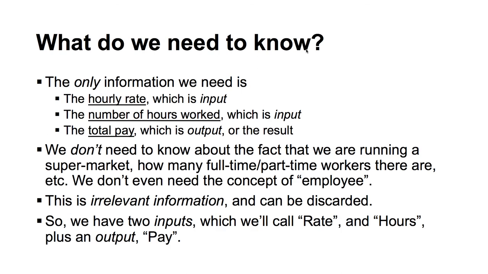So what do we need to know? What's the only information that we need? For every person, we only need their hourly rate and the number of hours they've worked. These form the input information to our algorithm as they're fed into it. The only output that we're worried about is their gross pay, and that's the only thing that comes out of the algorithm. We're not interested in anything else.